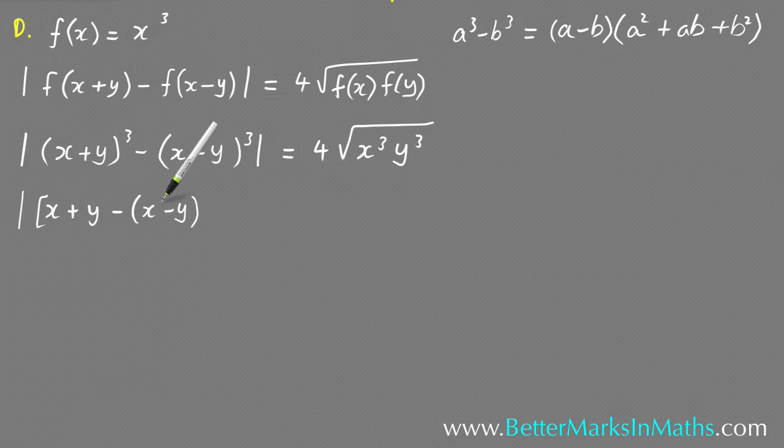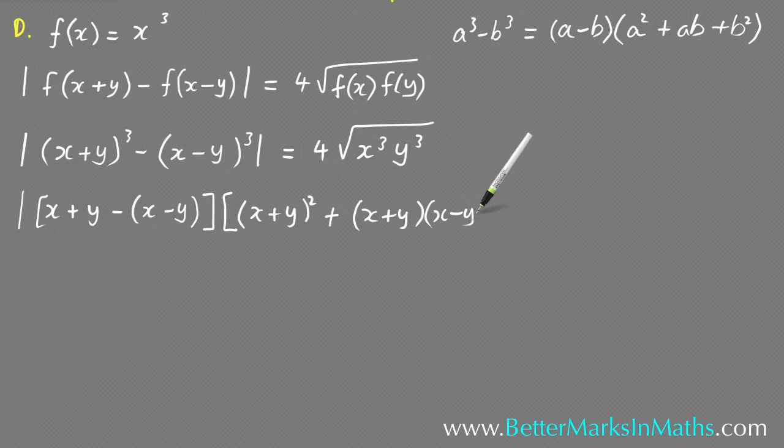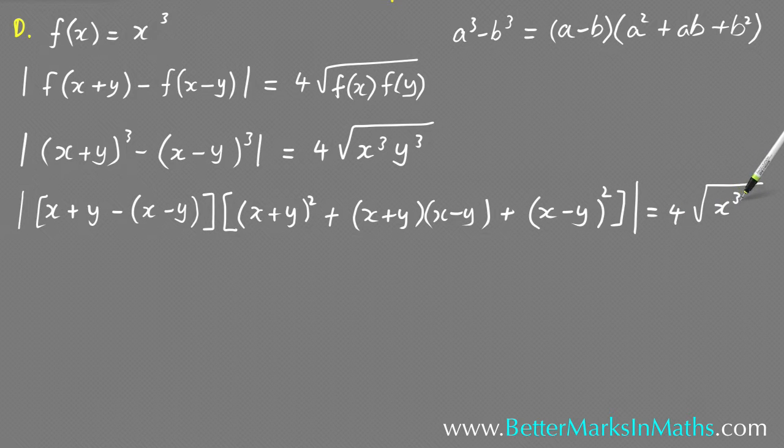And that I'll put in a square bracket, and then the big bracket: a squared, so this thing squared, x plus y squared, and then plus ab, so that bracket times that bracket, x plus y times x minus y, and then last of all the last bracket squared, x minus y squared, and the square bracket, and then the absolute value sign, and equal to 4x cubed y cubed. And we'll see what happens.